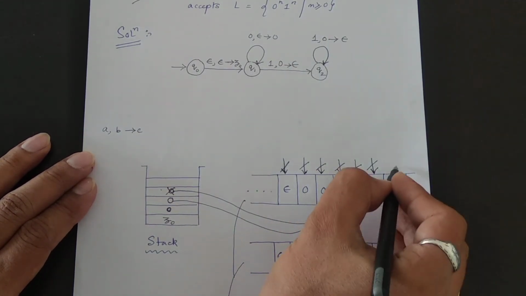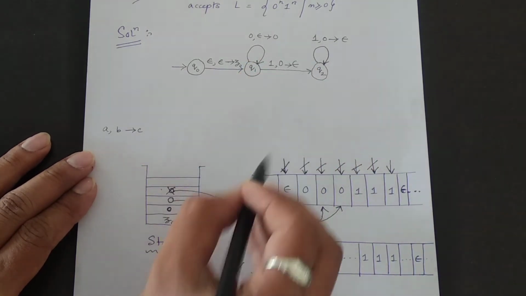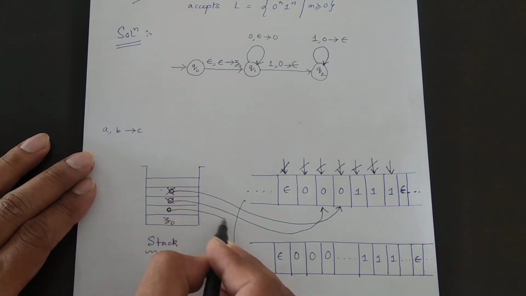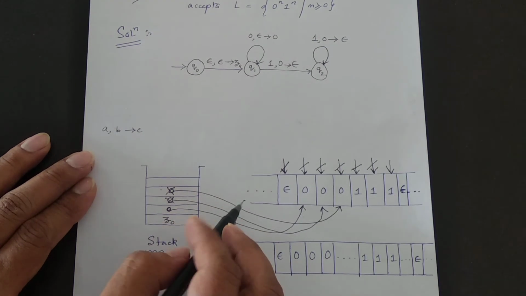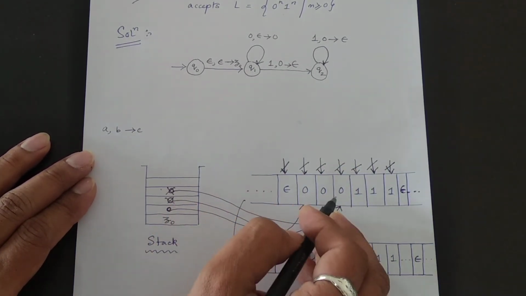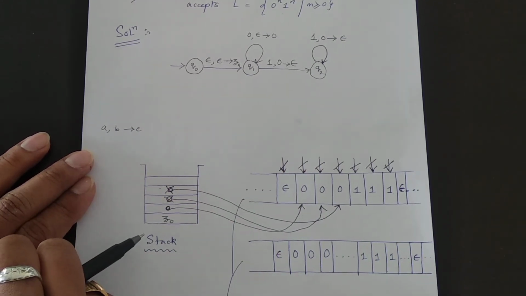Again, after reading this one, the last one is this one. So it's the same process. 1 is the input symbol. What is the top of the stack? This 0 is the top of the stack. That is to be popped. So it has been popped to its original position. Anything to be pushed? Nothing to be pushed. So this one also has been finished. So finally, all zeros and ones have been read, which is the main working of a PDA.